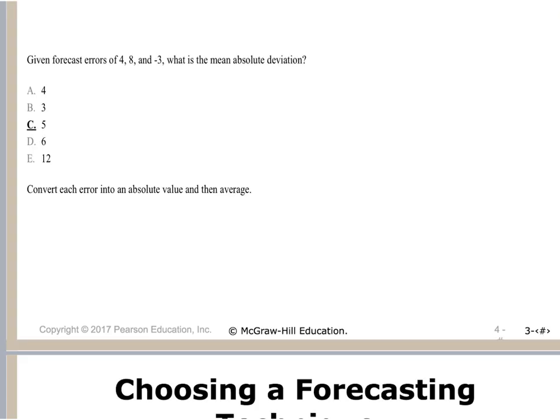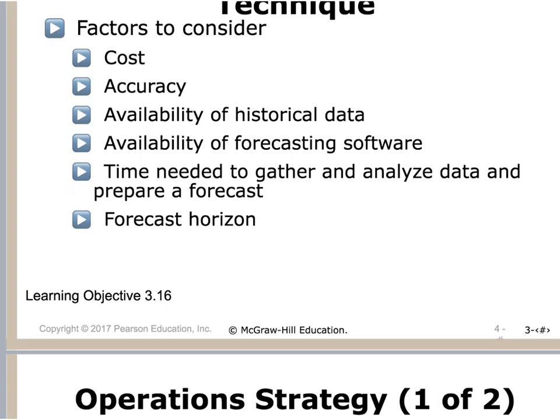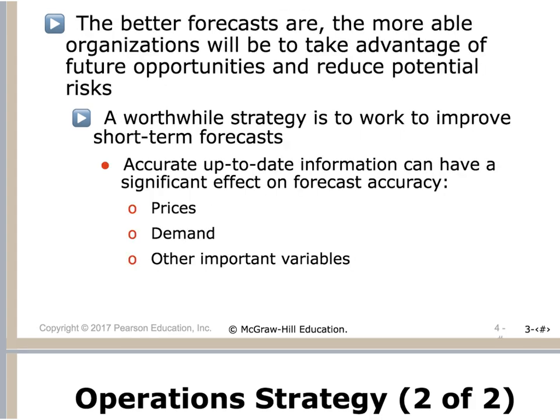I won't show all the details because it's hard through all those examples. So just in terms of choosing the best forecast method to use, factors to consider are the cost, the accuracy, the availability of historical data, the availability of forecasting software, the time needed to gather and analyze the data and prepare a forecast, and the forecast horizon.